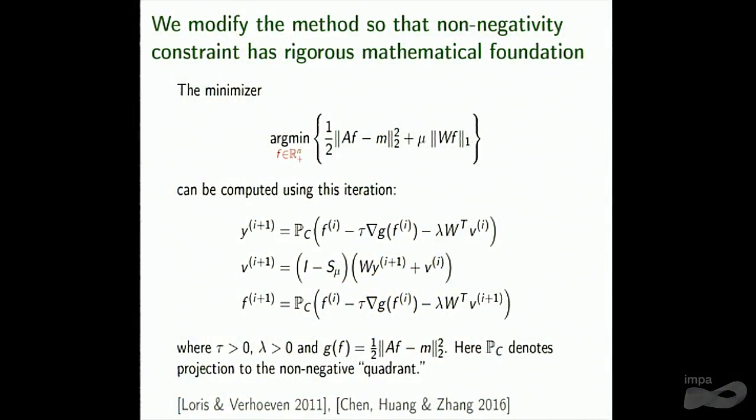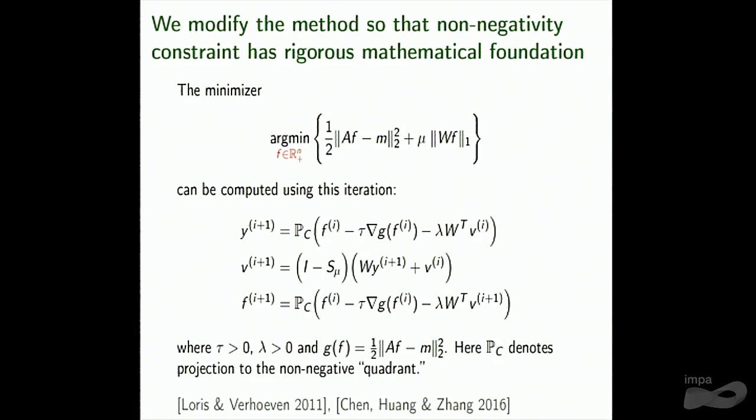So then we found first this paper by Loris and Verhoeven, and then actually this by Chen, Huang, and Zhang, where they generalized such a sparsity promoting iteration to the case that can rigorously include the non-negativity projection. So let's see what happens here. There's an extra variable. So we have f here, but then in addition we have these v and y in this iteration that has a couple of steps. There is nothing too fancy going on here. There's this g of f, which is actually the data misfit. So g appears here and here.